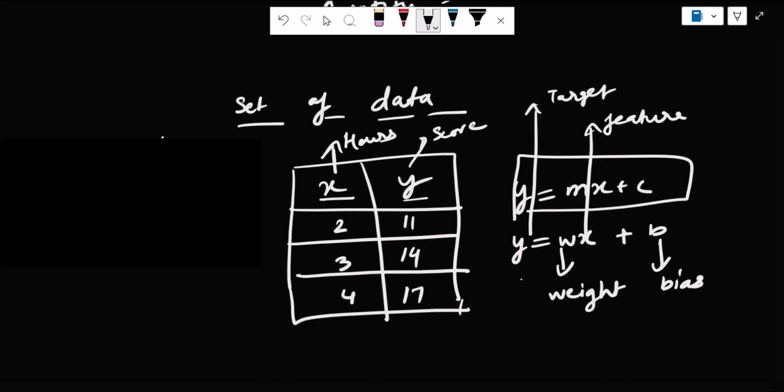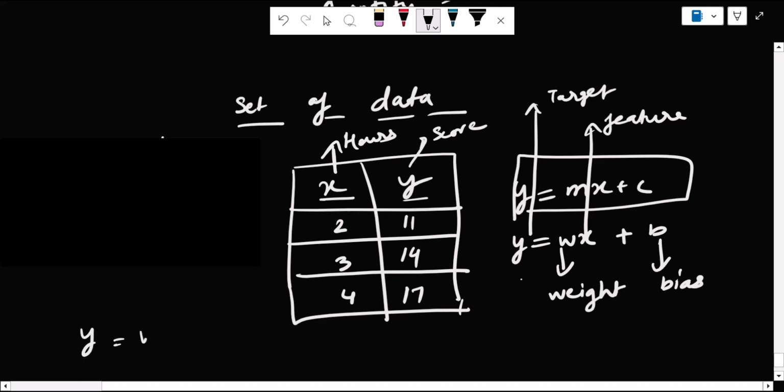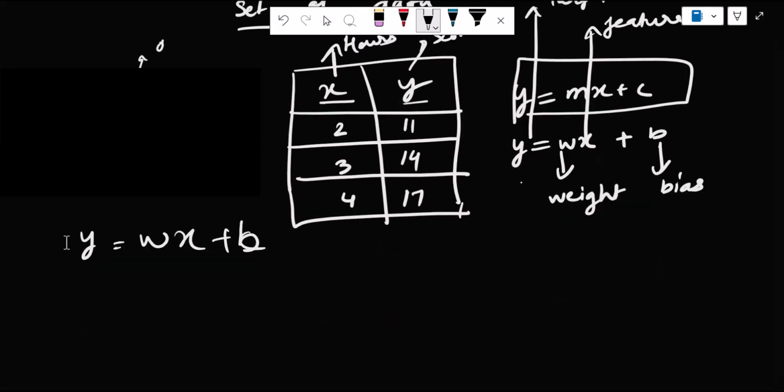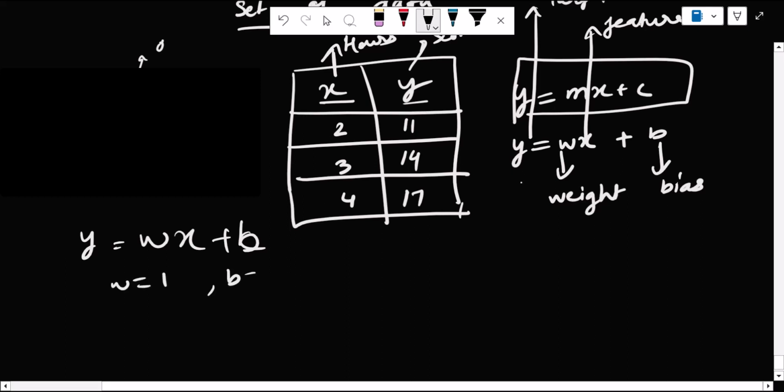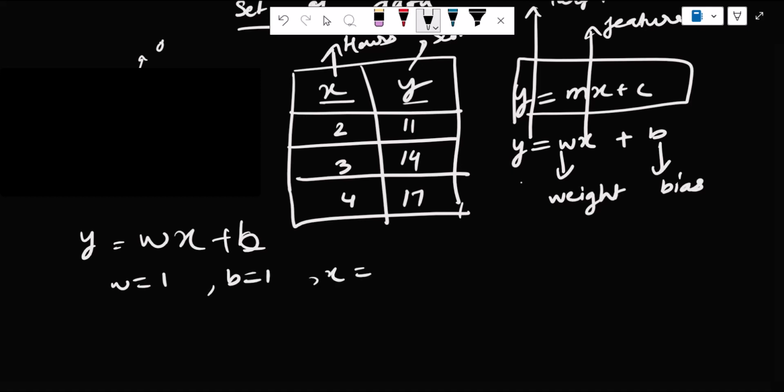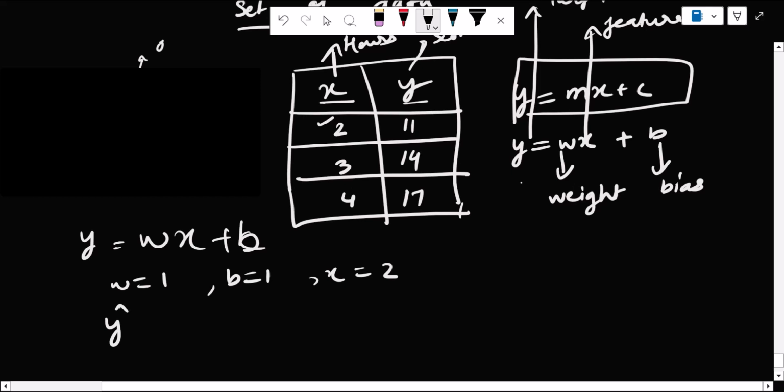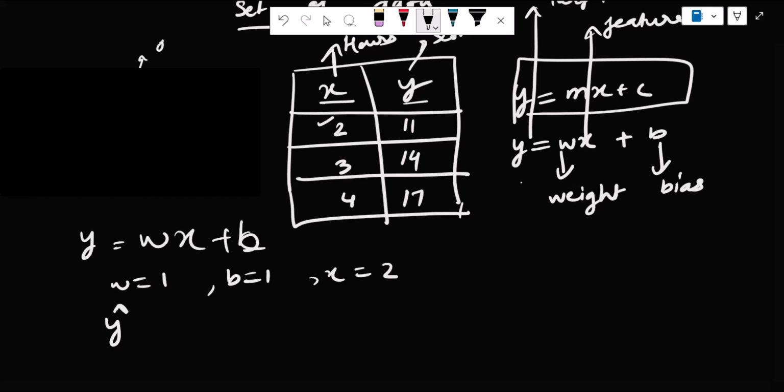We are given a random set of data and we have to come up with some y is equal to wx plus b. Let's say you don't have any help possible, so you start on your own with some random values. What will you do? You will choose some simple values. Let's say w is equal to 1 and b is equal to 1. For x is equal to 2, this point, we will predict the value. Please note that the predicted value is marked with y hat, because we have an actual value indicated with y. We have y hat is equal to 1 times 2 plus 1, which is equal to 3.